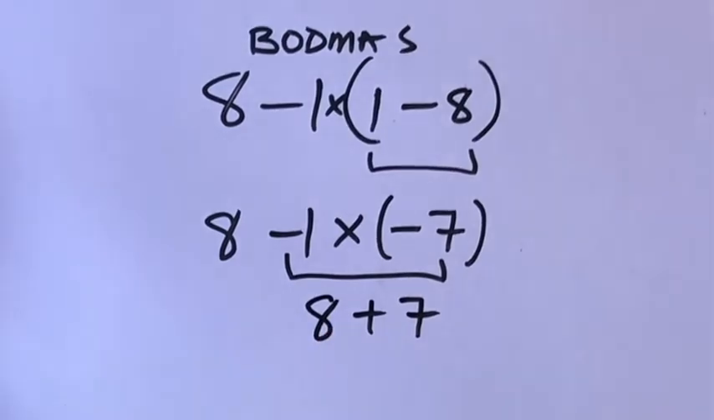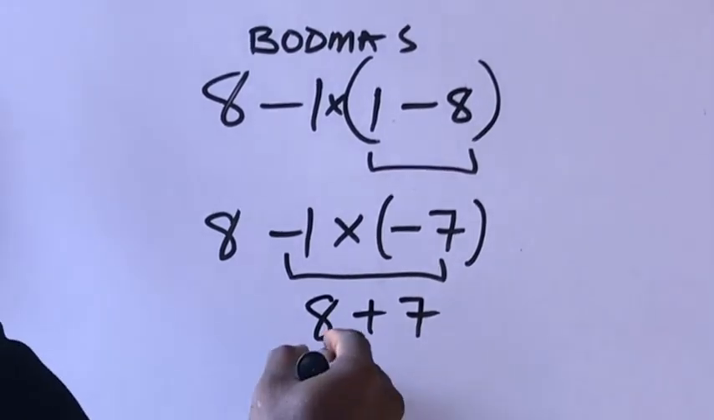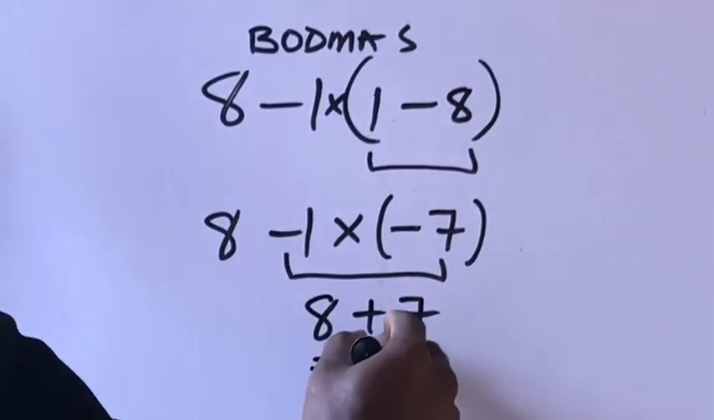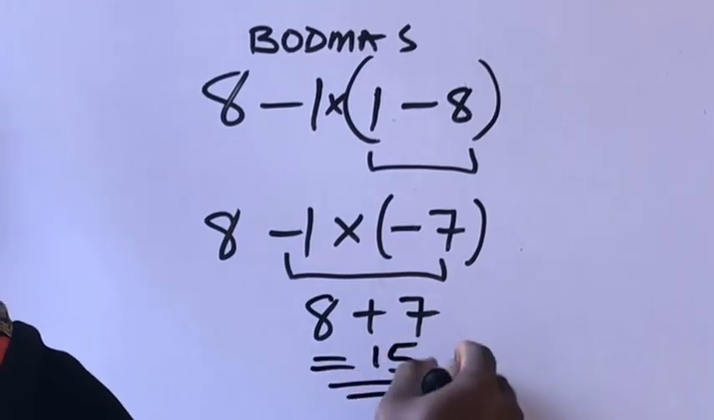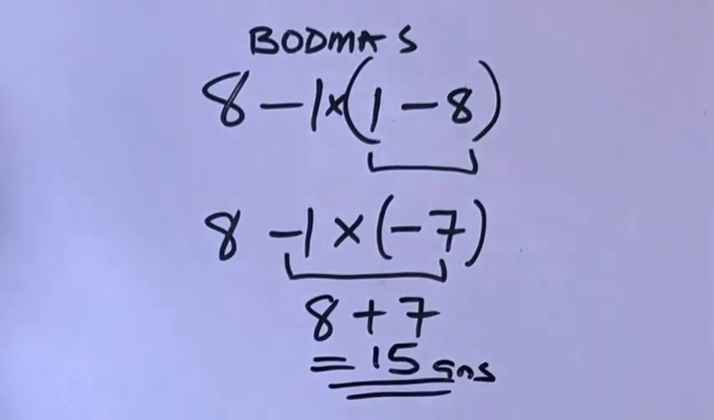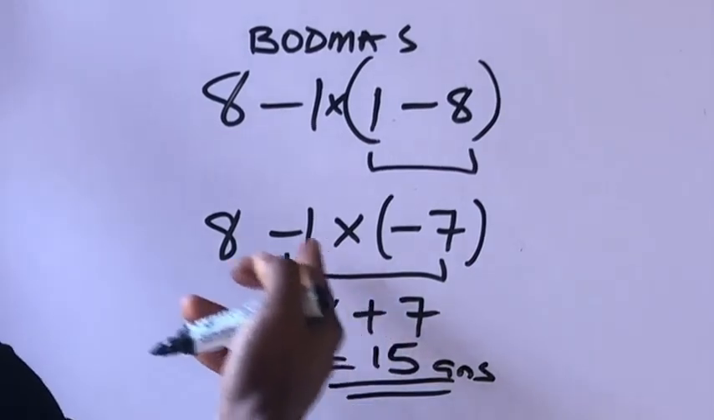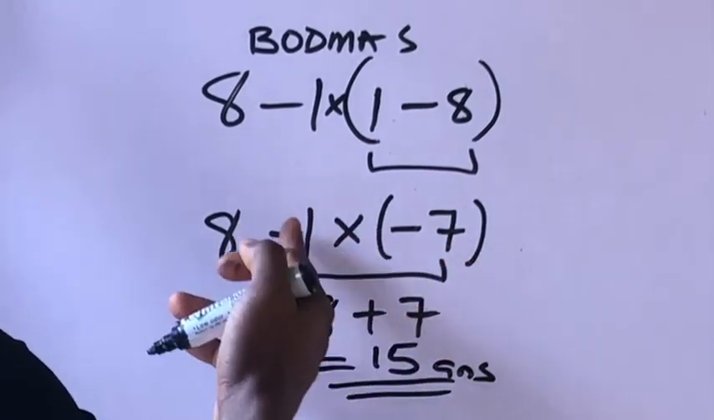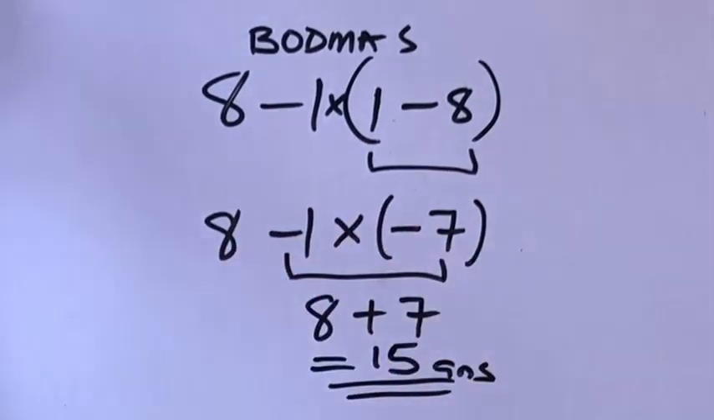8 plus 7 will give us 15. So our final answer is what? 15. Because 8 plus 7 will give us 15. How did we get plus 7? 1 times 7, 7. Minus times minus will give us plus.